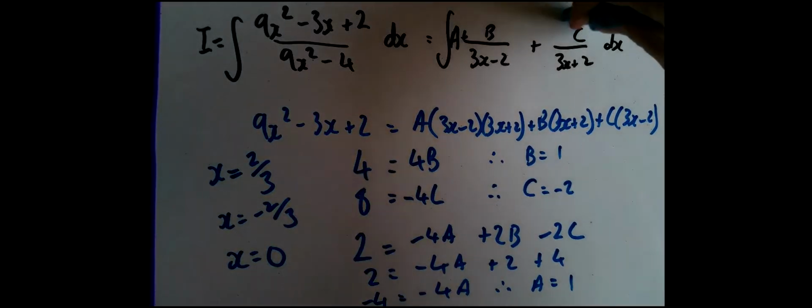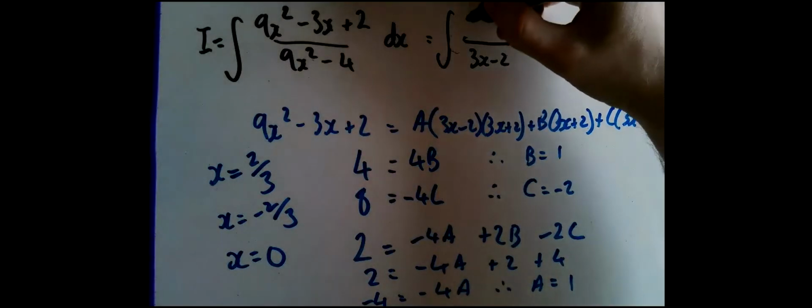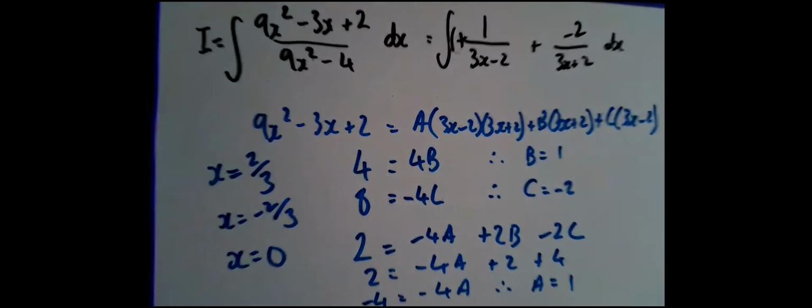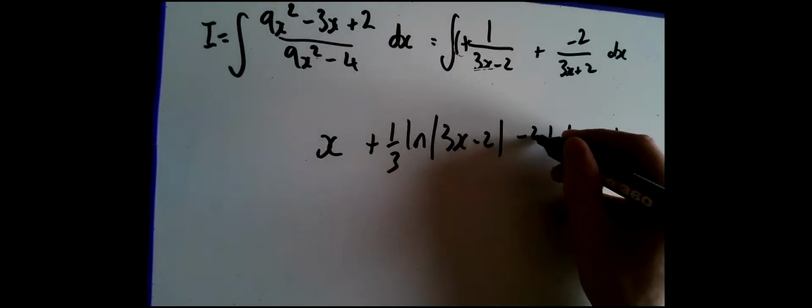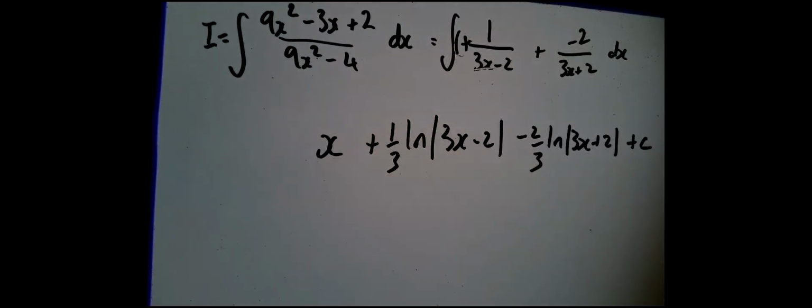So my numbers, put back up here, are 1, stick to the right colours, 1, add 1, and minus 2. So again, I hope you managed to do that yourself. And then to integrate it, well, 1 integrates to x, this integrates to ln 3x minus 2, and I need a third at the front, and this will integrate to ln 3x plus 2, I need minus 2/3 at the front, and that's it. So can you complete the practice I give you and ask me if there's any questions?